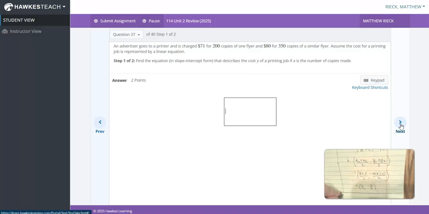Alright, so next one here, we have 37. So you have an advertiser goes to the printer and is charged $71 for 200 copies. Service cost Y. Okay, so X is copies and Y is cost. So we're asked to determine this linear equation. Again, we're going to determine the 2 points there. So if you have 200 copies, it costs $71. And if we have 350 copies, the cost is going to be $80.